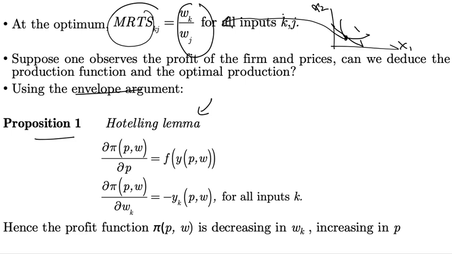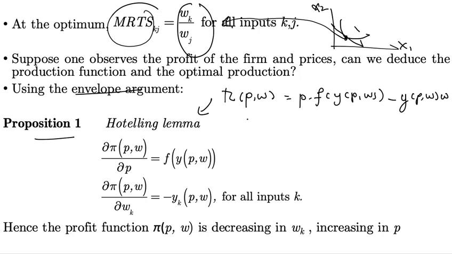Now, how can we use Hotelling's lemma in our analysis here? Let me rewrite the profit function again. The profit function, as we can see, is a function of the price of output and also the price of input, in which we have total revenue minus total cost. And total revenue is price times output quantity. And we also have minus total cost here, which is input quantity multiplied by input price. All of these are vectors.